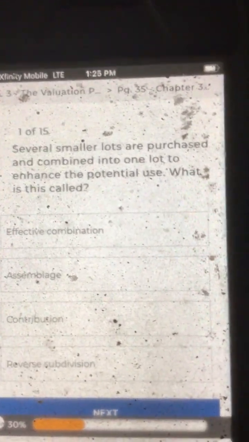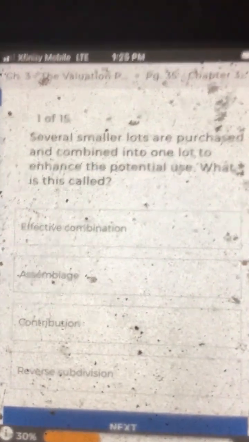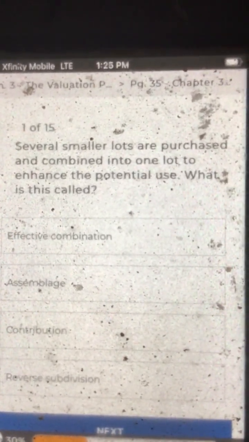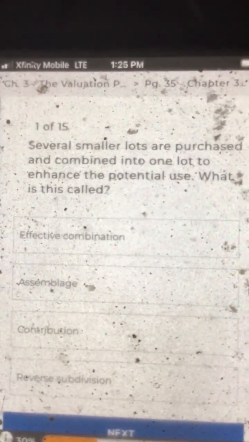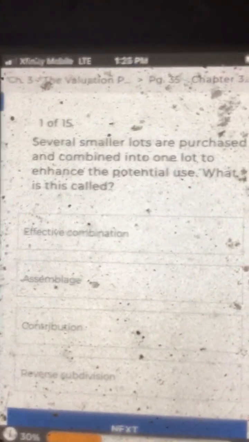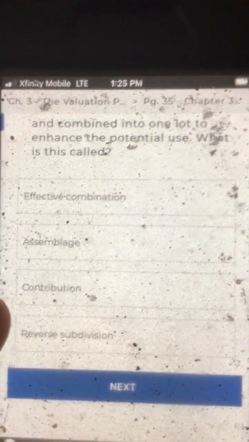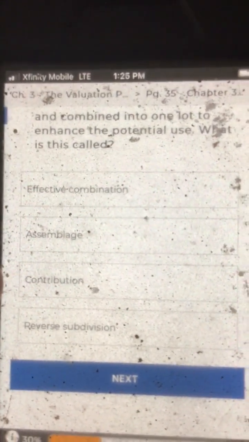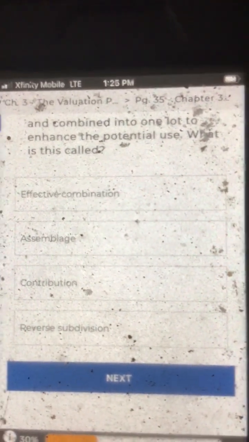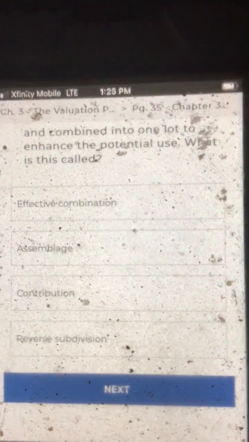Number 1, several smaller lots are purchased and combined into one lot to enhance the potential use. What is this called? A. Effective combination, B. Assemblage, C. Contribution, or D. Reverse subdivision. I'm going to go B. Assemblage.